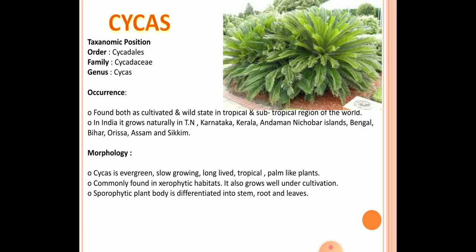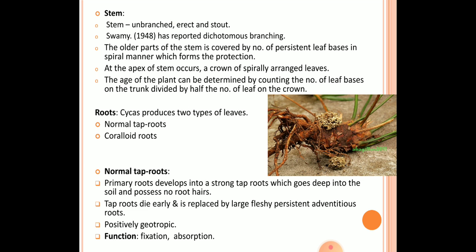Cycas is an evergreen, slow-growing, long-lived tropical palm-like plant, commonly found in xerophytic habitats. It also grows well under cultivated conditions. The sporophytic plant body is differentiated into stem, root, and leaves, just like a monocot plant.